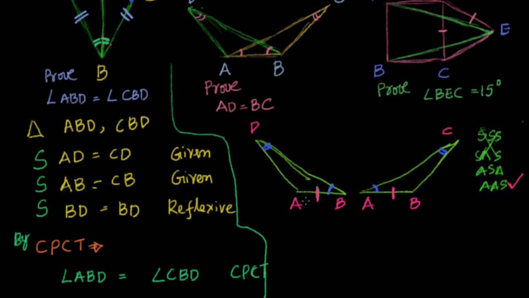Now you have proven these two triangles are congruent. Then what you need to prove? You need to prove AD equal to BC. Now once I have proven by AAS that these two triangles are congruent, what is the meaning of that? Triangle ABD. I did the mistake again. Yeah, it's better I go in the earlier way instead of confusing you.